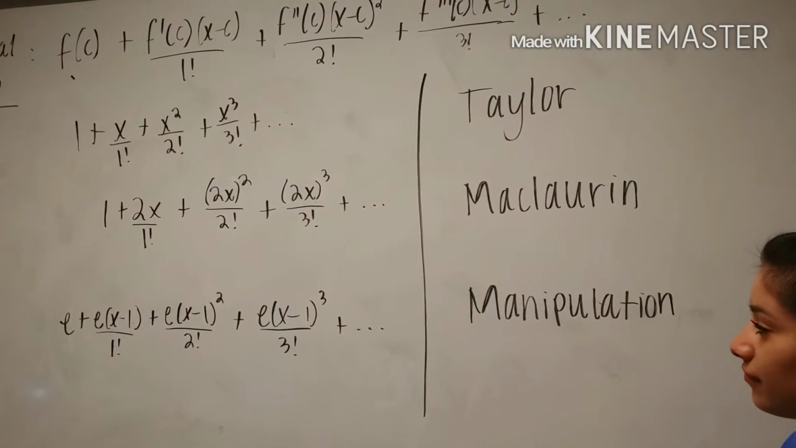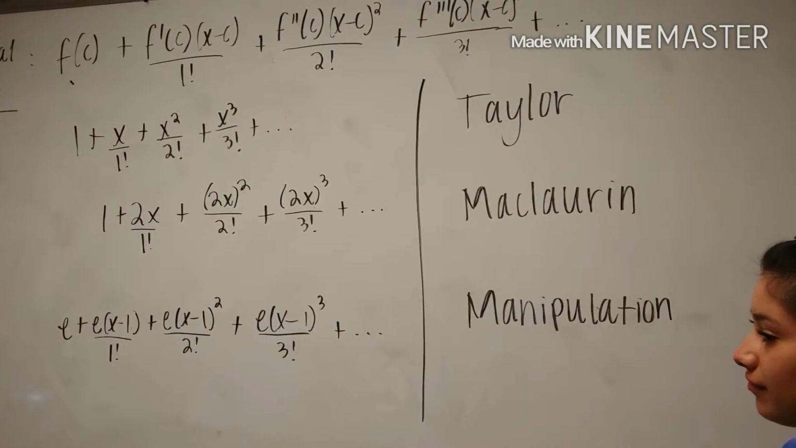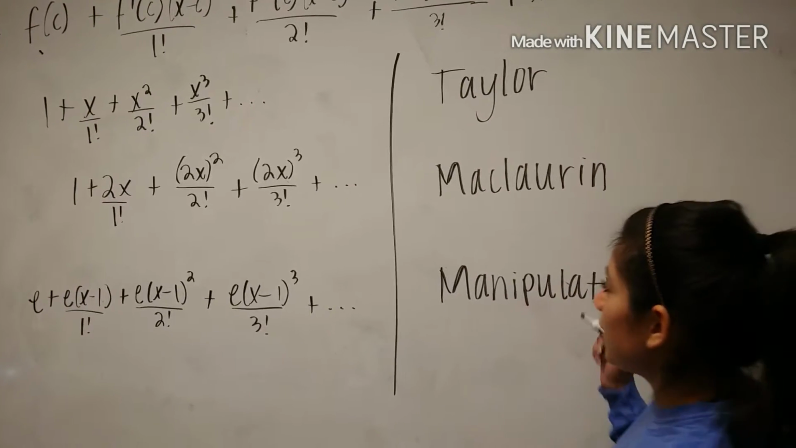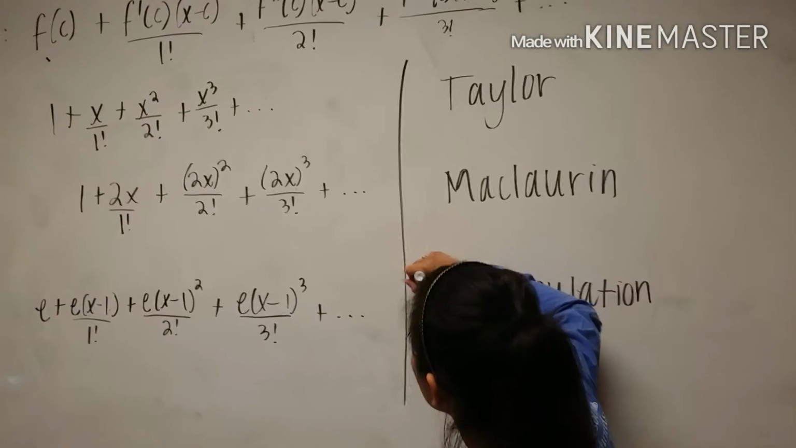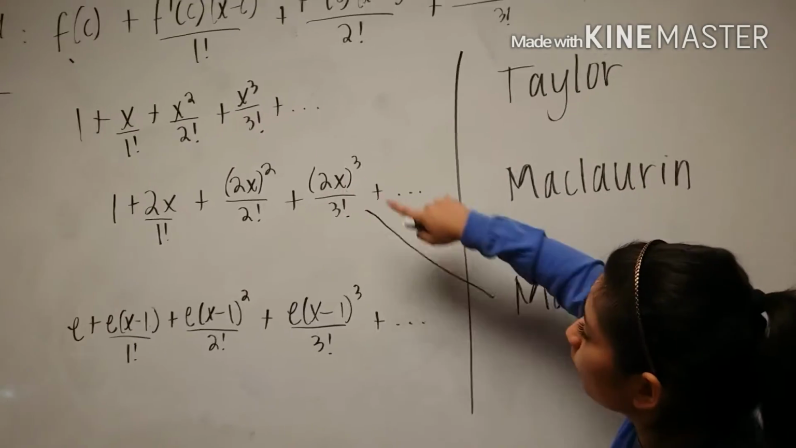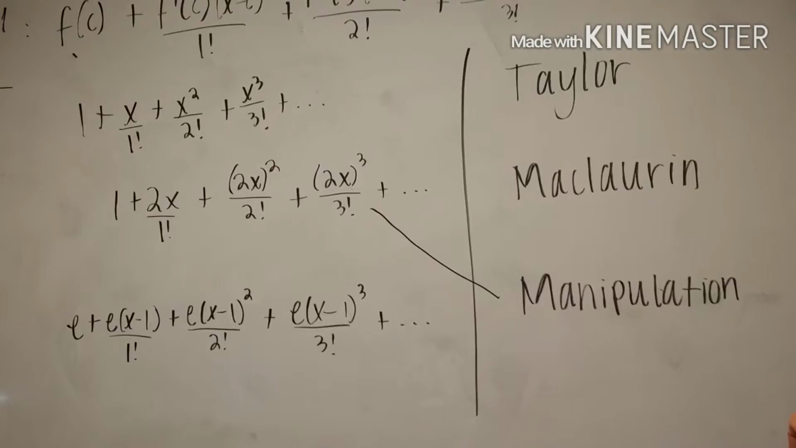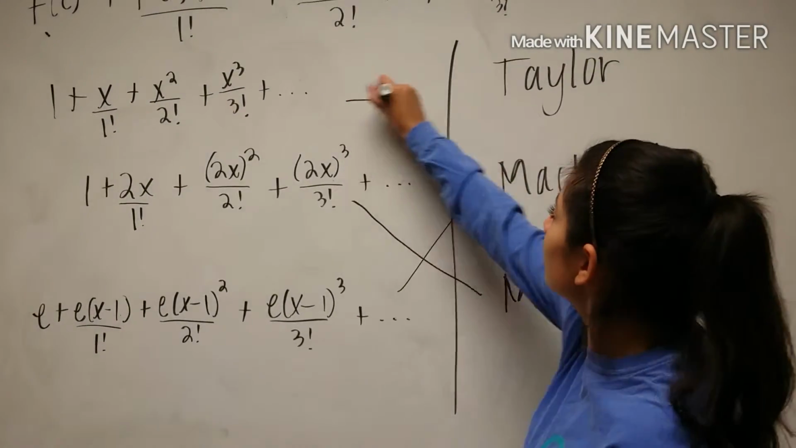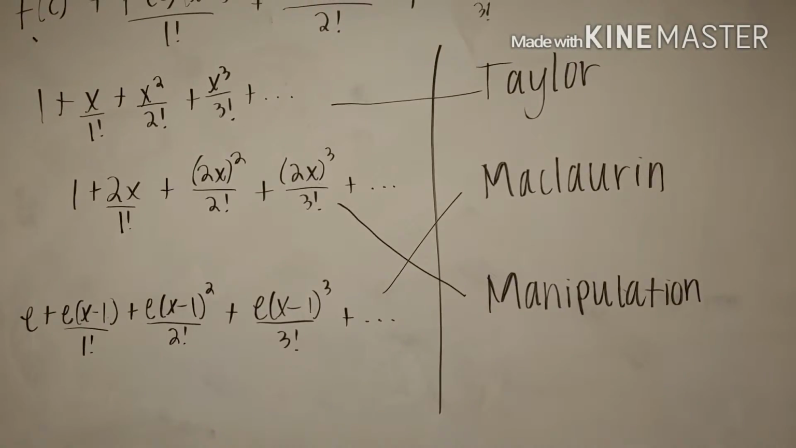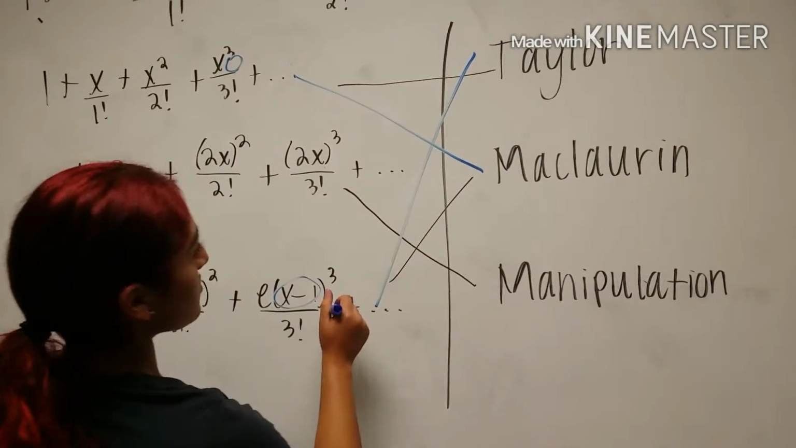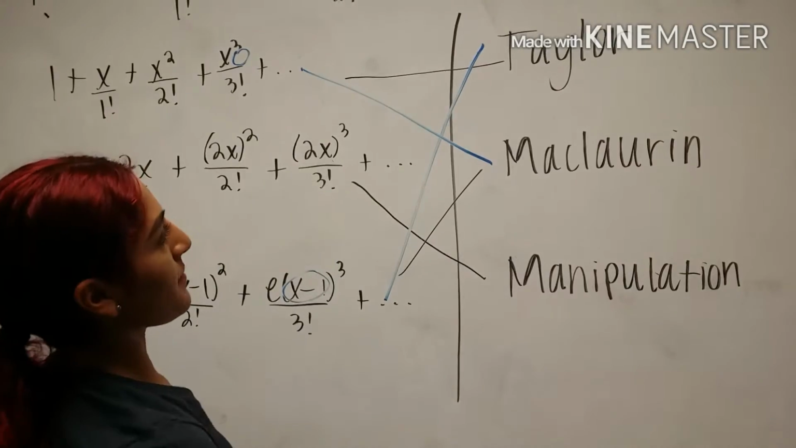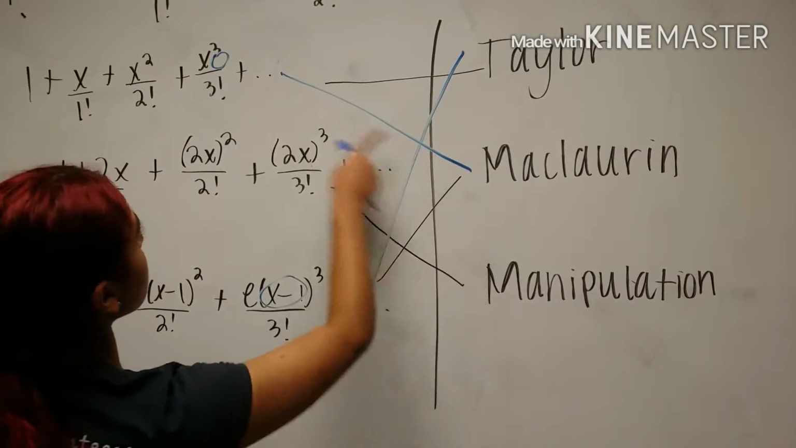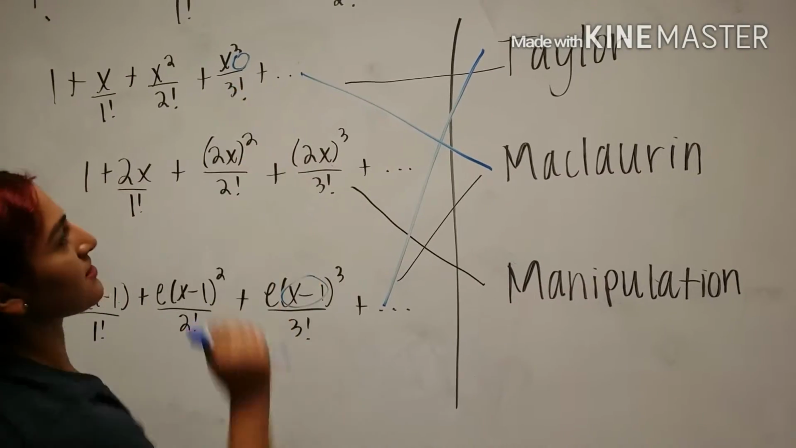Now that we've reviewed the polynomials, match them up to the right Taylor and Maclaurin setup. Well, manipulation is easy. You're replacing the x with 2x. But the Taylor goes with this one and the Maclaurin goes with this one because, if you can remember, Taylors have centers other than 0 and Maclaurins always have 0, which is why you don't see a center.